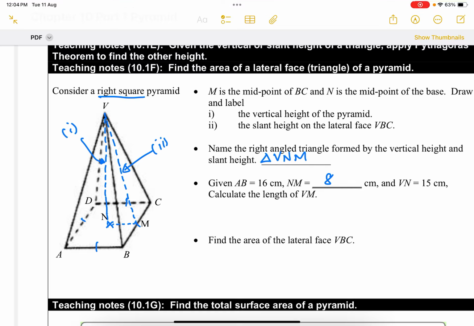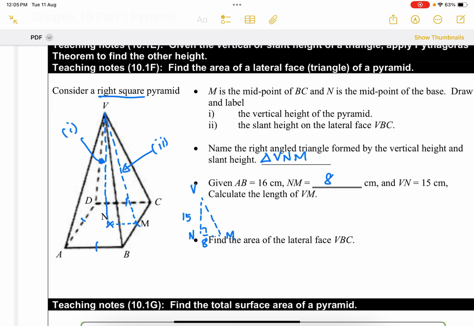So if we were to, this may look quite confusing. So if we were to extract out what we have just drawn, okay, the vertex on top and the middle of the square base, M over here, the midpoint of our BC, put in all the information that we have so far. Okay, so NM will be our 8 cm. Our VN is 15. We want to find VM.